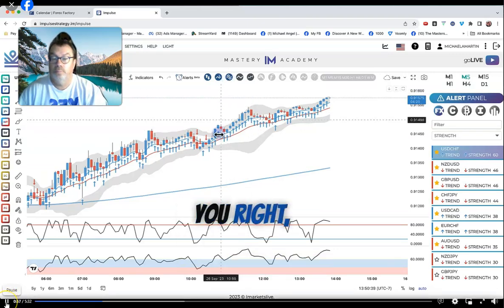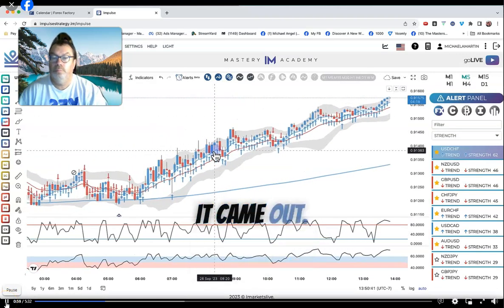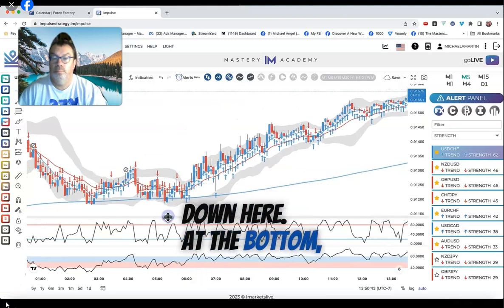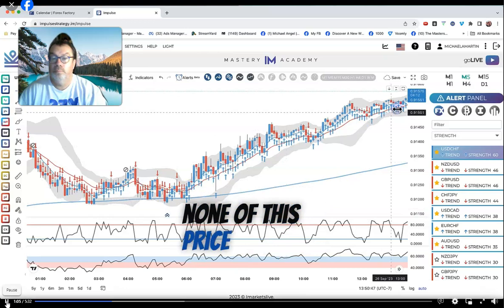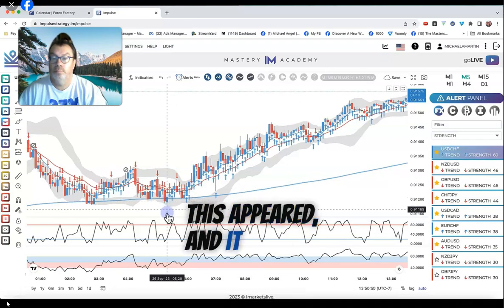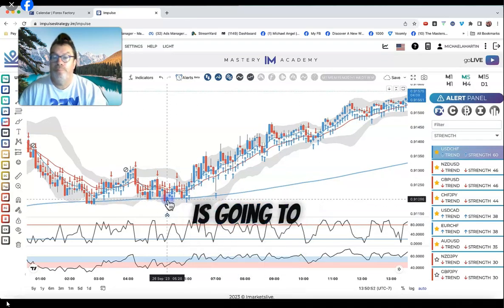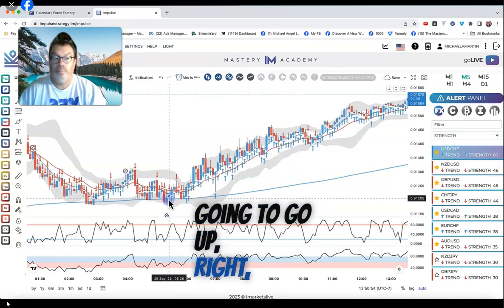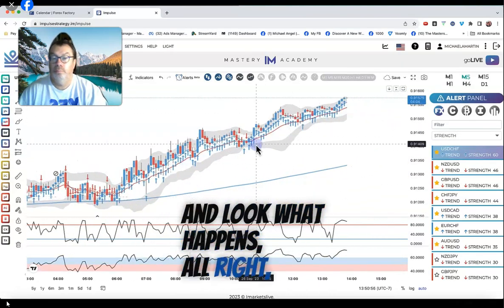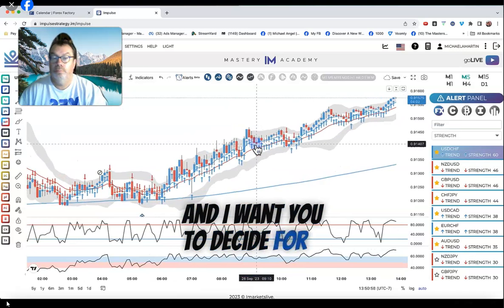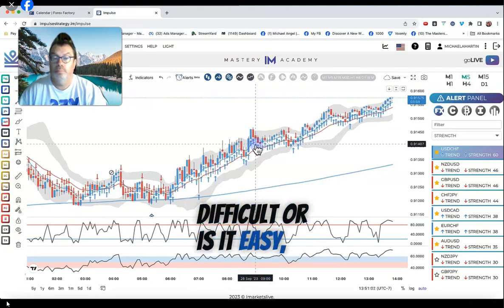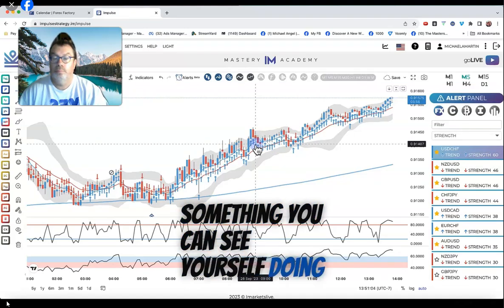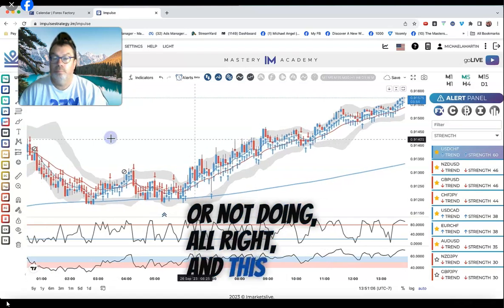Okay, so let me show you, right? Let's find the last time it came out. Okay, it's right down here at the bottom. See that indicator, and it's blue pointing up. That means at this time, none of this price action was here when this appeared, and it said, okay, look, I think the trend is going to change, and I think it's going to go up, right? And look what happens. Now we have an entry model, and I want you to decide for yourself: is this entry model difficult or is it easy? Is this something you can see yourself doing or not doing? And this is it right here.